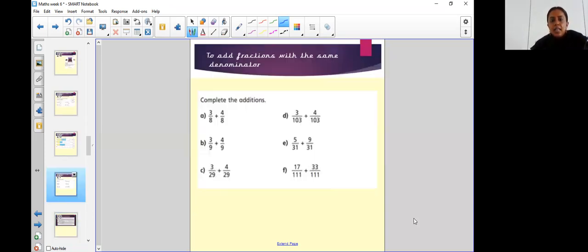And finally, complete the additions. So adding these together, remember the key part of this is not to add your denominators, but to focus on adding your numerators.